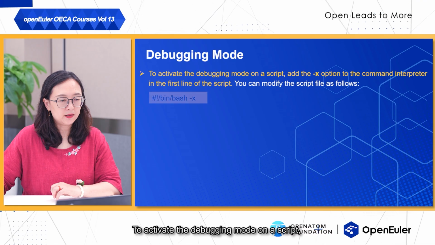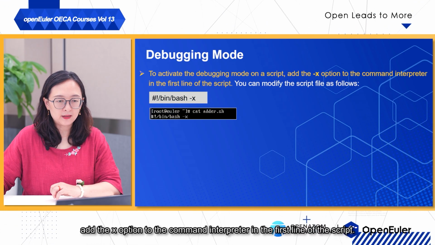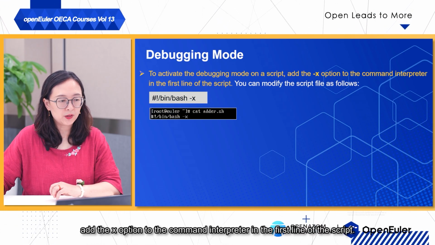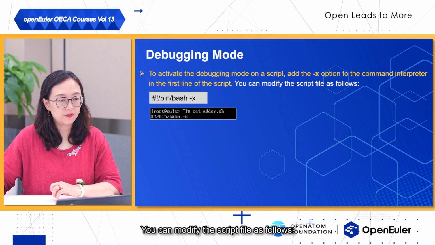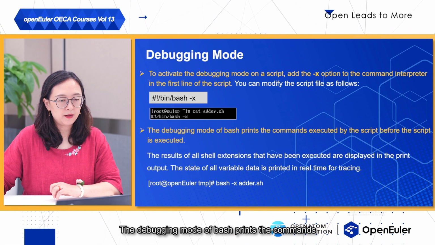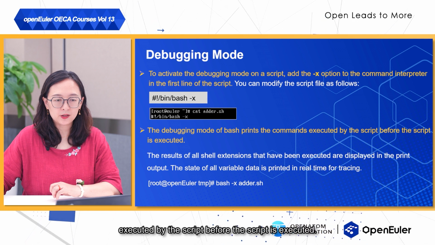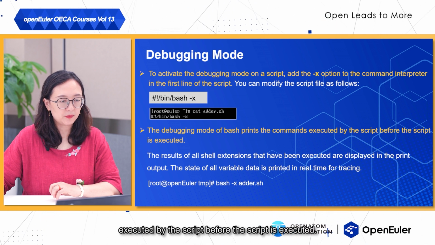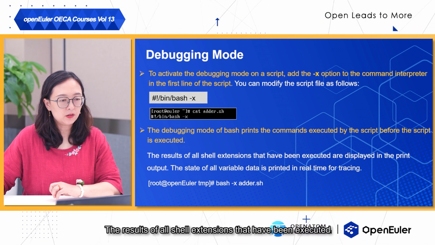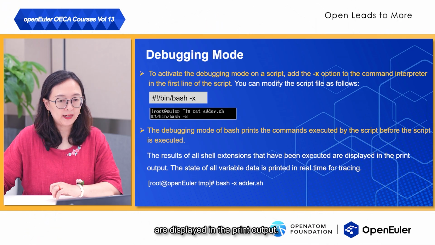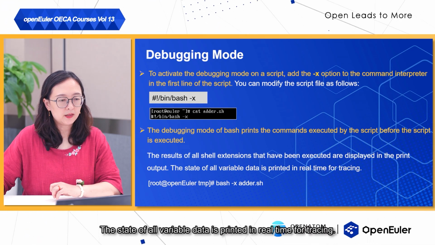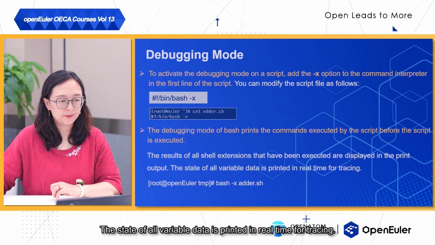To activate the debugging mode on a script, add the X option to the command interpreter in the first line of the script. You can modify the script file as follows. The debugging mode of bash prints the commands executed by the script before the script is executed. The results of all shell extensions that have been executed are displayed in the print output. The state of all variable data is printed in real time for tracing.